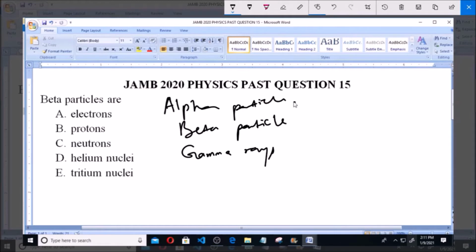The alpha particle is positively charged and represented by a helium nuclei. The beta particle is negatively charged and represented by an electron, e, -1, 0. While gamma rays are neutral. But now we're dealing with beta particles here.